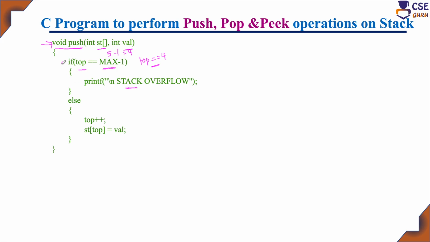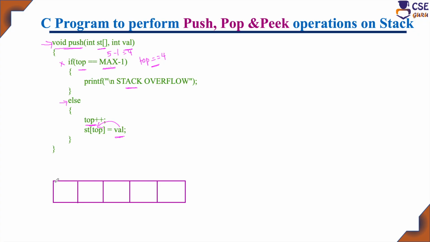Suppose this condition is false, if top is not equal to max minus 1. Then it will go to the else part: increment the top position by 1, and place the value at stack of top, with the incremented position. For example, if you consider this array as the stack, 0 is the starting location, then 1, 2, 3, 4. Totally 5 memory locations.